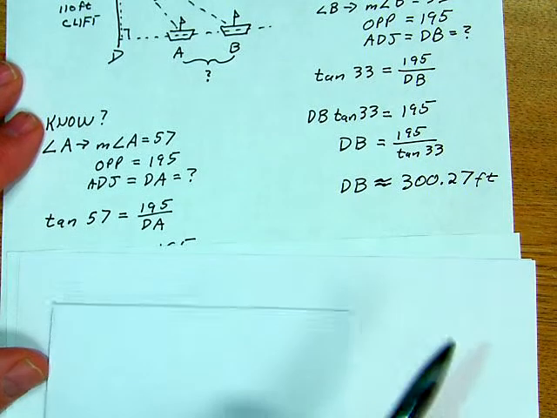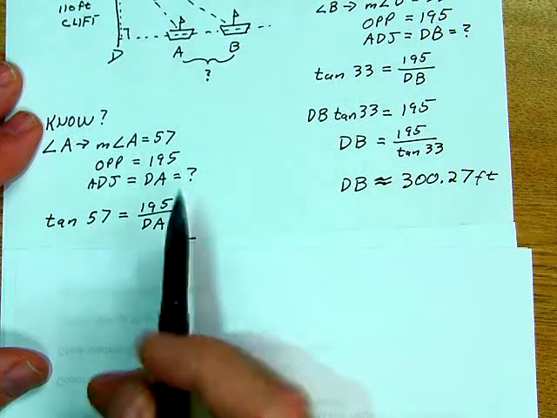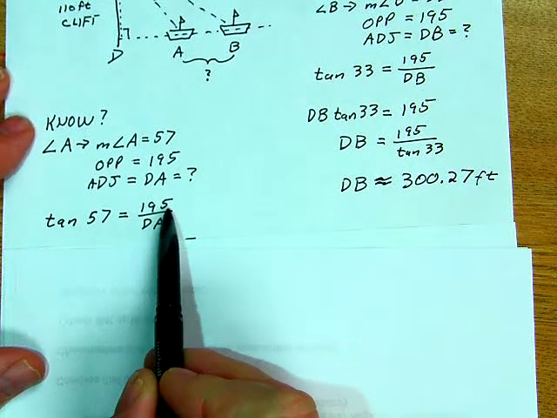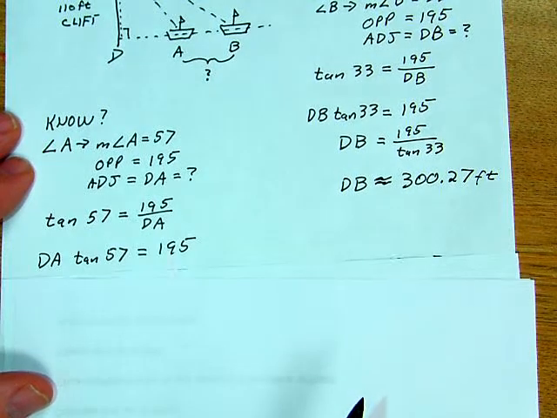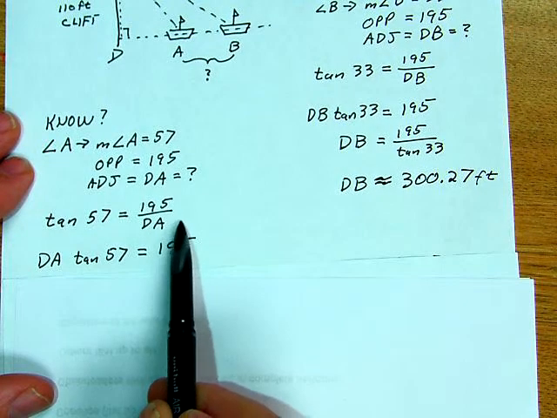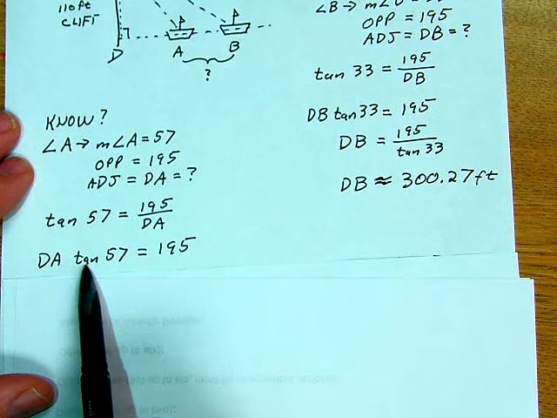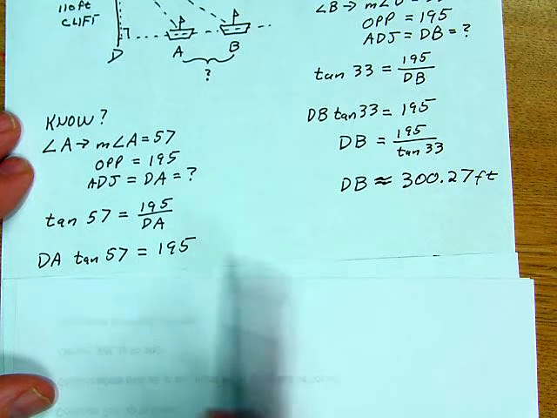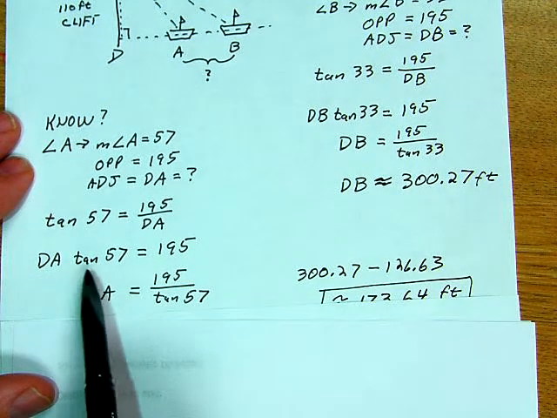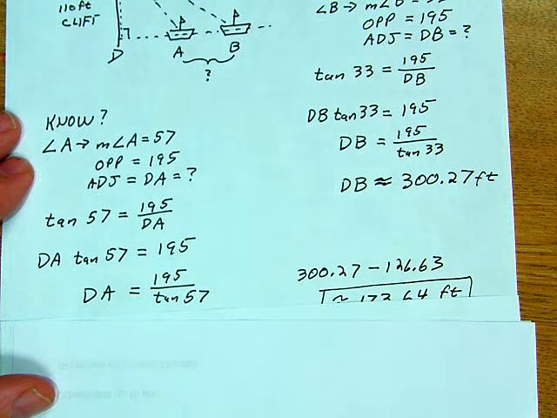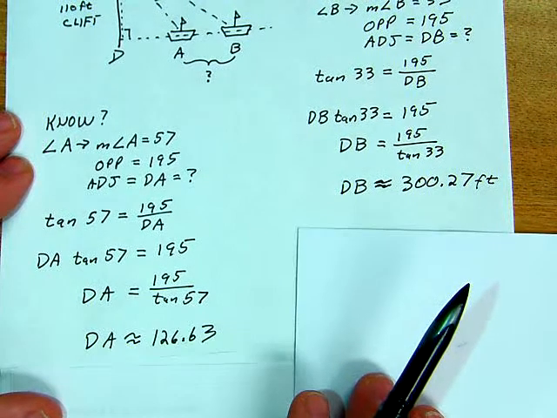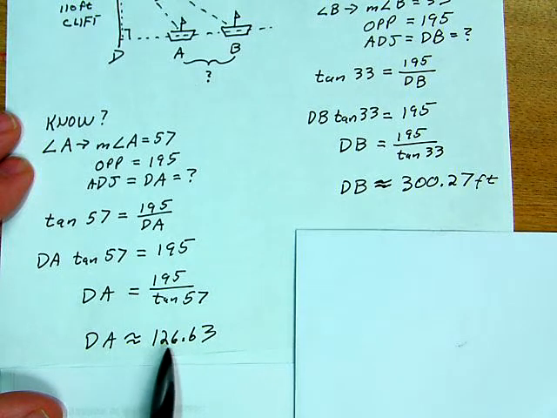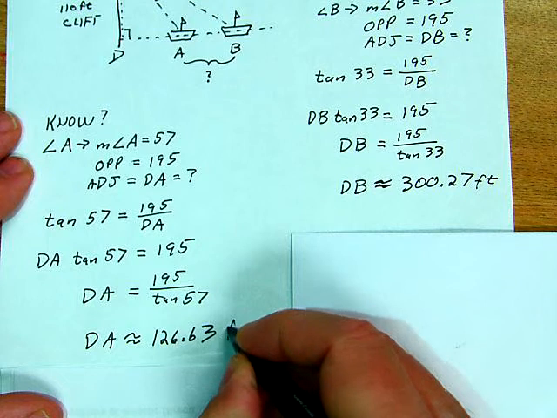So first thing we do is say the tangent of 57 degrees is equal to 195, our opposite, over our adjacent. I multiply both sides times DA, and I get DA times the tangent of 57 is equal to 195. Then I divide by the tangent of 57, and I get the following answer: DA is approximately 126.63 feet. Again, I can write feet here.